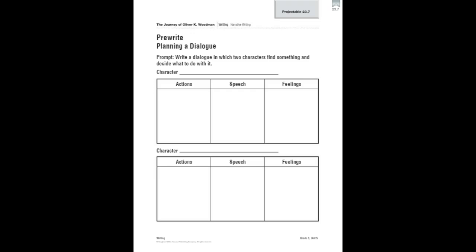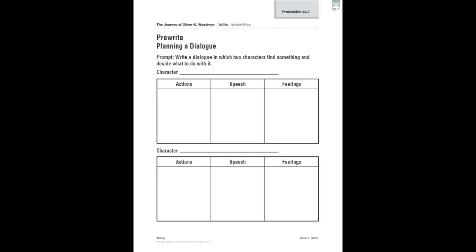We have quotation marks that go around a character's words, and then we have that comma that separates dialogue from the rest of the sentence. A new paragraph begins each time a different person speaks.